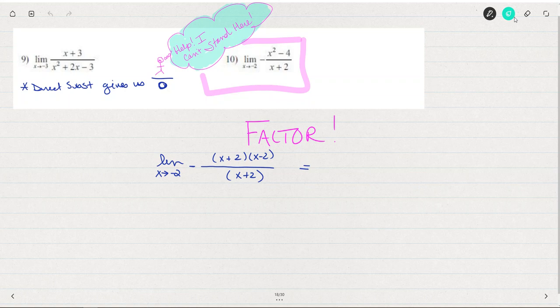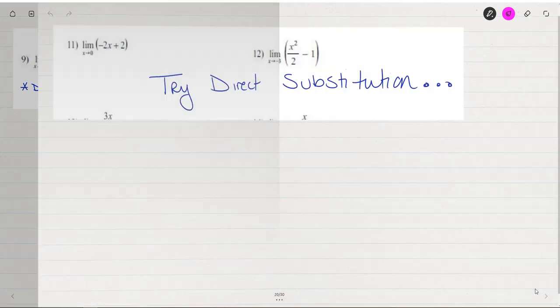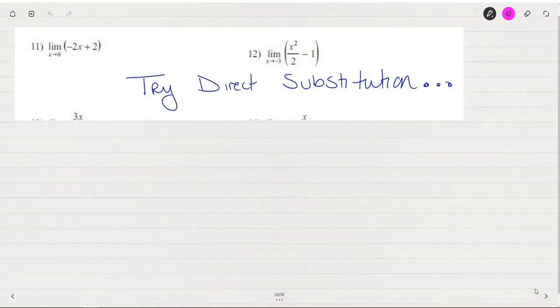So yeah, when we factor, don't forget this limit, right, that we're doing the limit as x approaches -2, and then don't forget that negative that's out in front. And once we do this factoring, we can reduce the x plus 2 over x plus 2, and we're left with the x minus 2. And then don't forget this negative out in front. Apply the direct substitution, and you should find a nice number with no trouble.